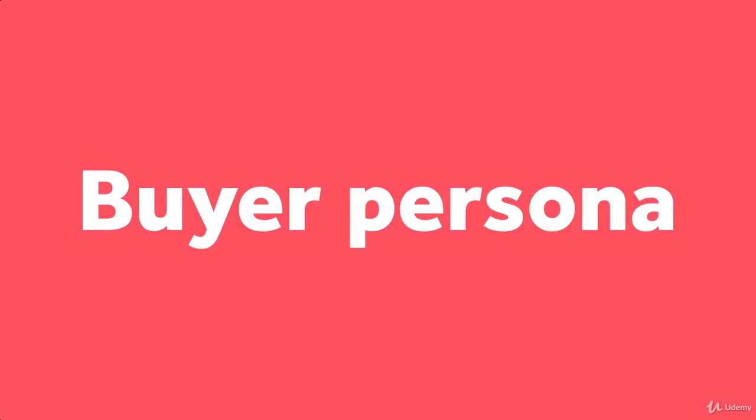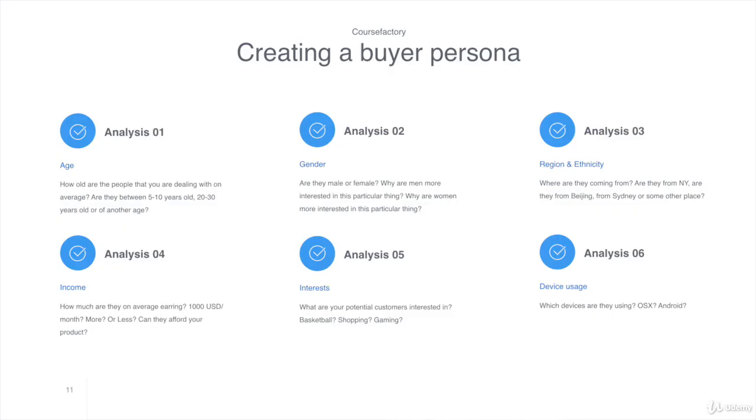In the second part of this course, we'll learn step by step how to create a buyer persona. We'll have a look at 6 different types of analysis and we'll learn about a people-driven data analysis approach.